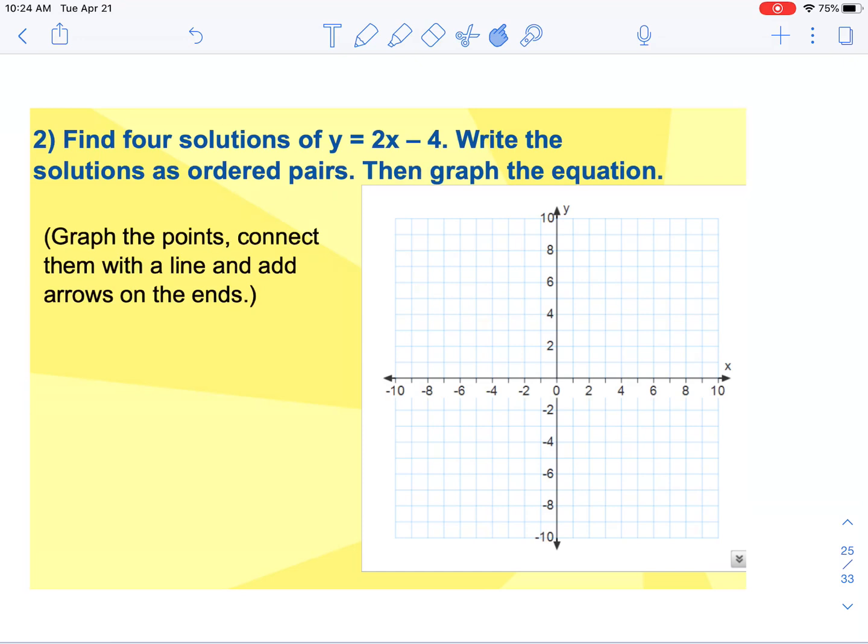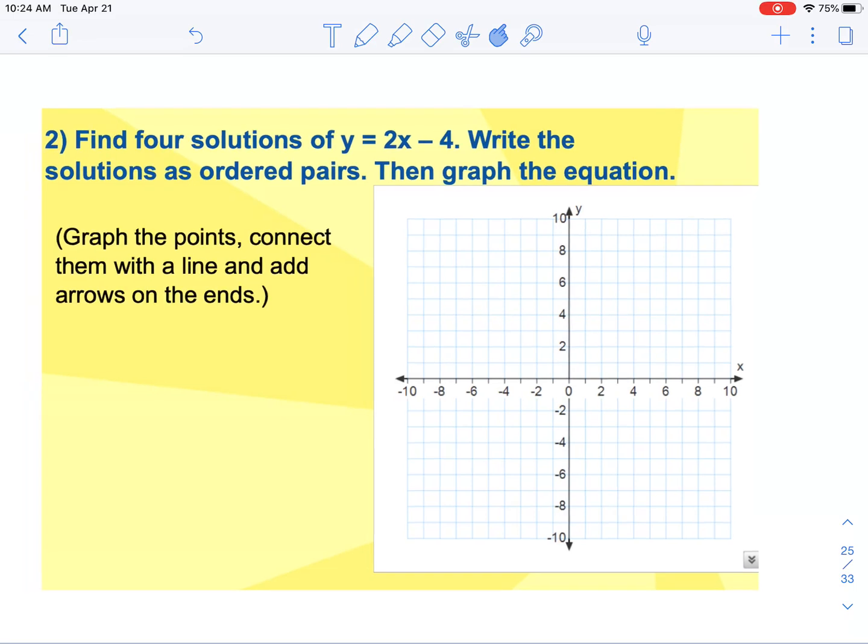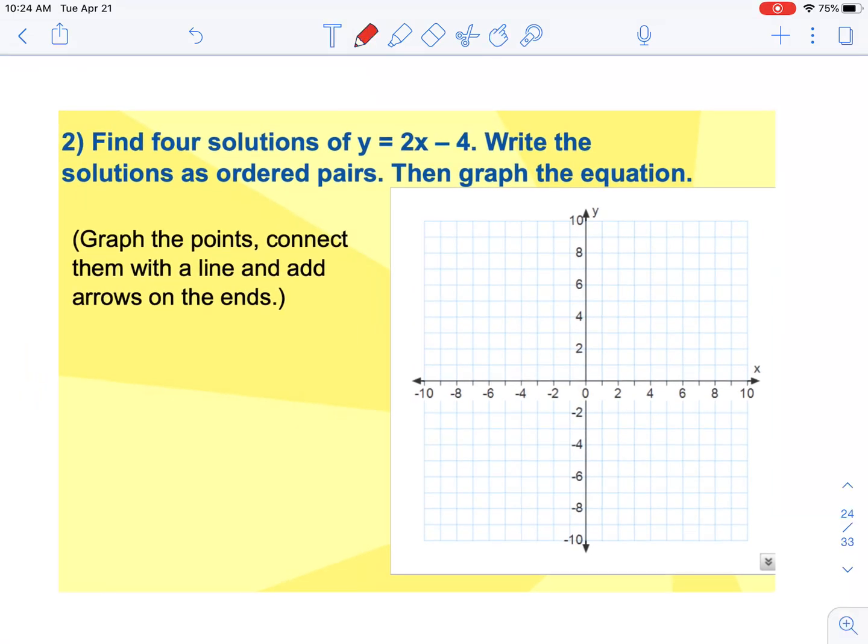Number 2 says find 4 solutions of y equals 2x minus 4. Write the solutions as ordered pairs, then graph the equation. So first we're going to set up a function table. So I'm going to make 3 columns. I have my x, my function, and I just leave out the y equals. I usually just write 2x minus 4, and then I have my y value.